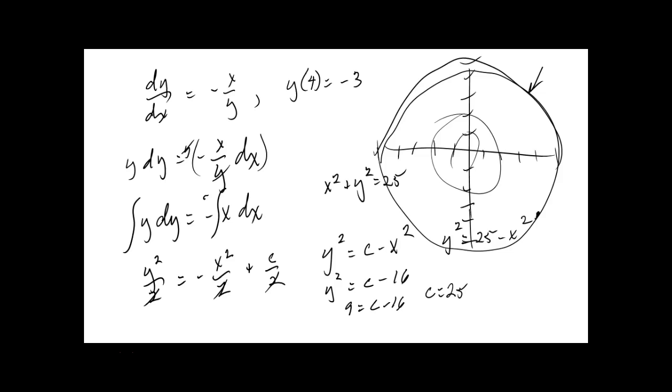Now, if you wanted a functional answer, then you can do this. y is equal to minus the square root of 25 minus x squared. There you would take the minus value because that is the value of y that gives you that initial condition. So then you sort of ignore the top half. If you want a functional solution, that would be it. y is equal to minus the square root of 25 minus x squared.